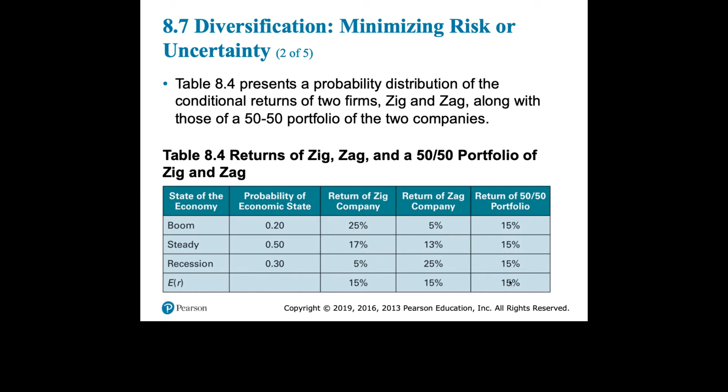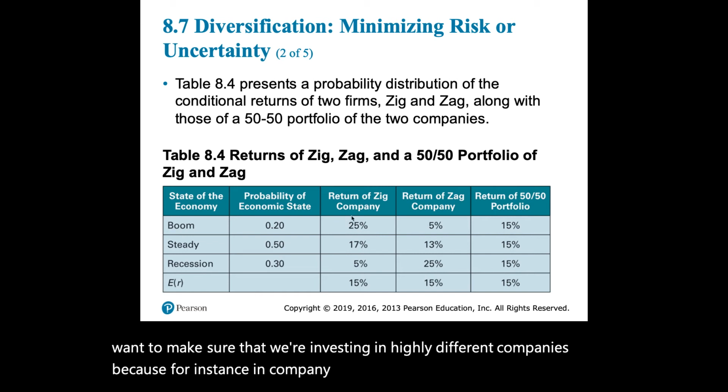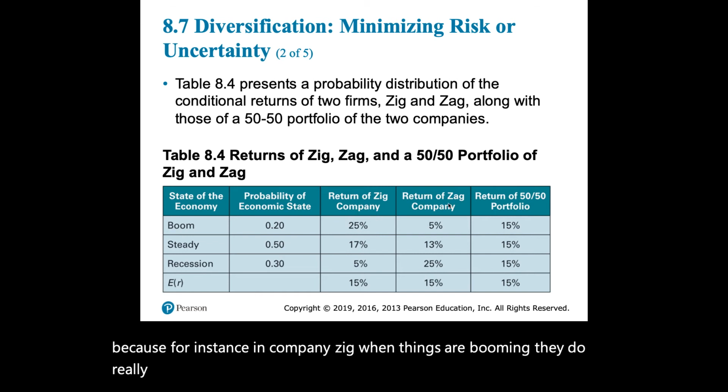So we want to make sure that we're investing in highly different companies because, for instance, in company Zig, when things are booming, they do really well, whereas company Zag is the opposite. So we want to find those inverse relationships that's going to help us have a well-diversified portfolio, which is going to equal a more stable return.